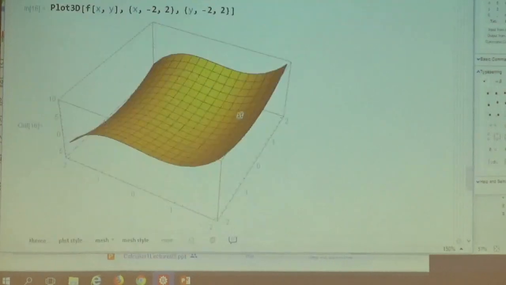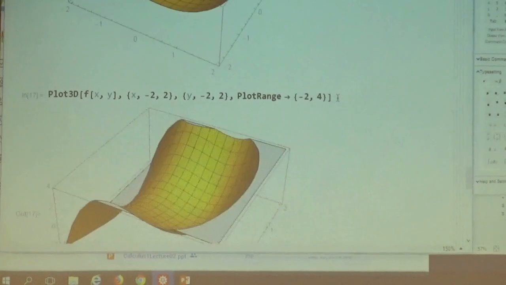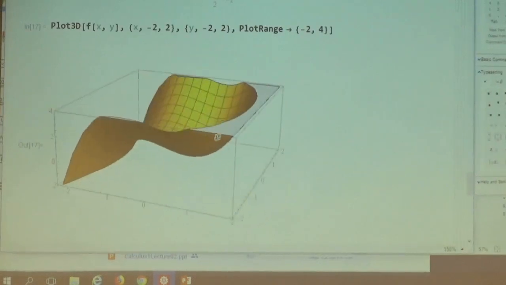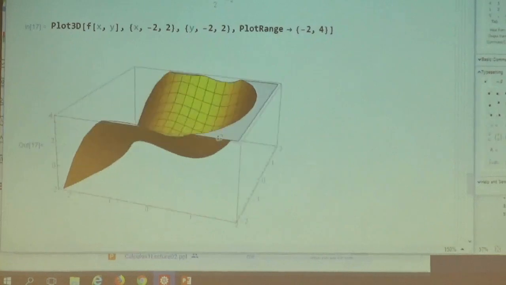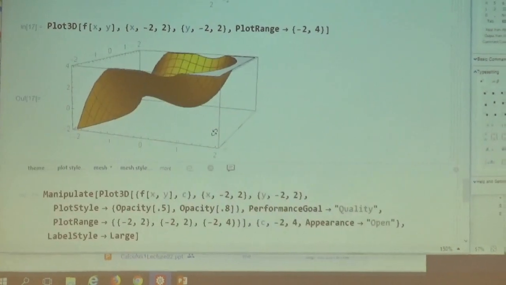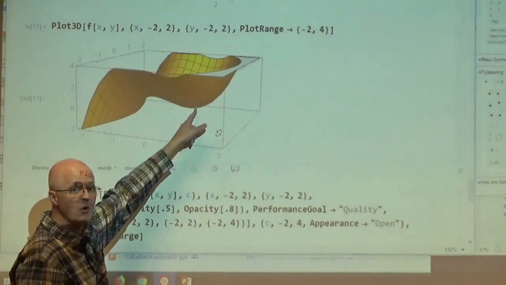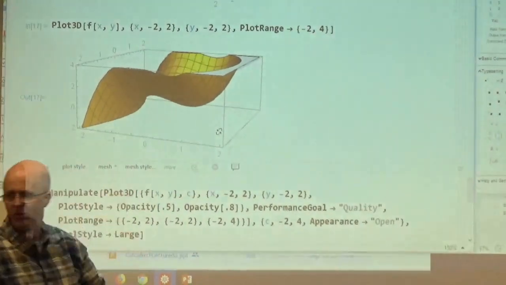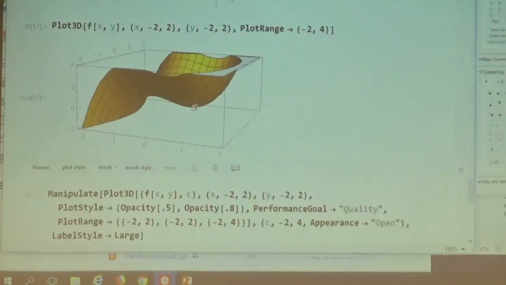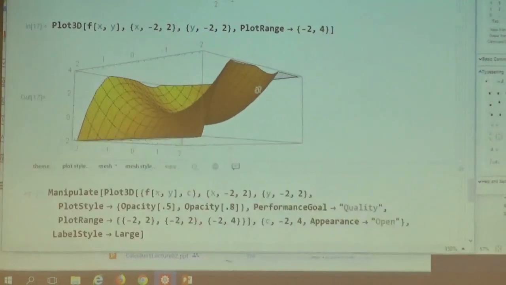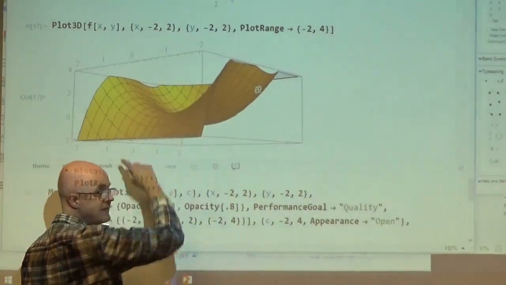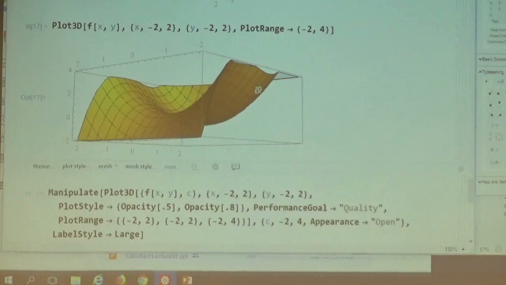Here's a more close-up view of its nature near the origin. Pretty cool looking, looks like a little seat that you can sit on there. It's got interesting features. For example, it's got a minimum right there, a low point. Right there, it seems like kind of an interesting point as well. It's a minimum in this direction, but a maximum in the other direction. Weird, but true.